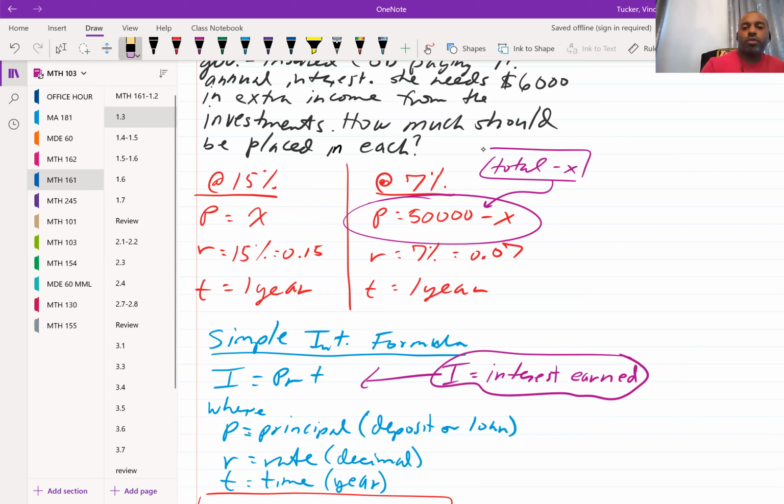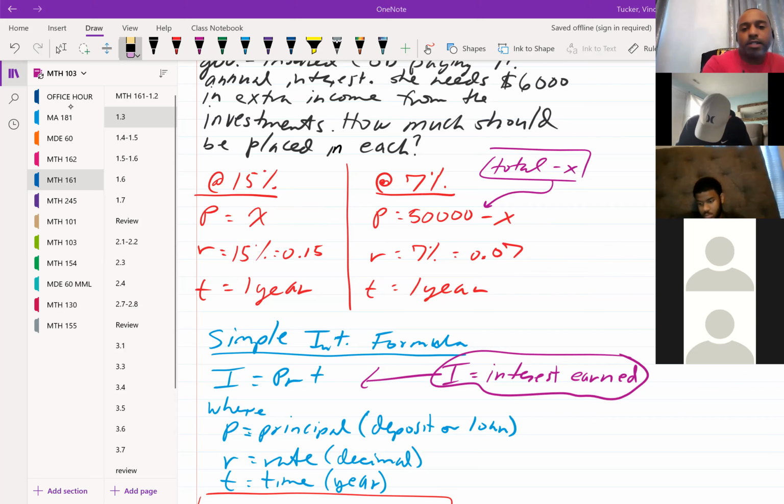Okay. So the rate for the first was 15%. Don't forget to convert it to a decimal. Move your decimal 2 places to the left, 0.15. Same thing with the 7%, 0.07. And then in both cases, we're just dealing with 1 year. All right, give you guys a chance to copy it down.